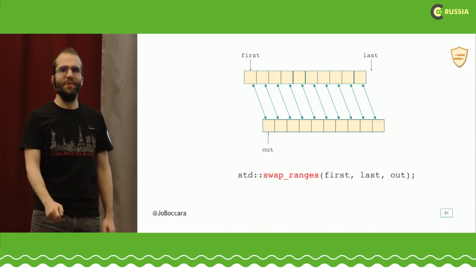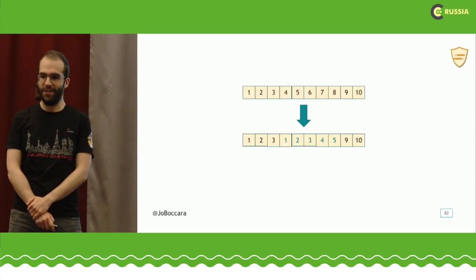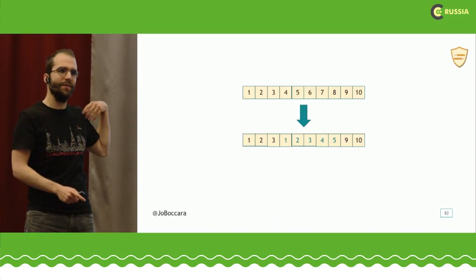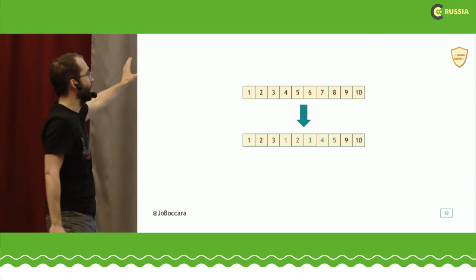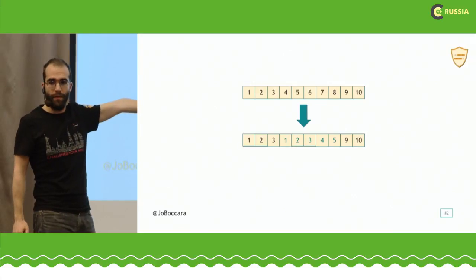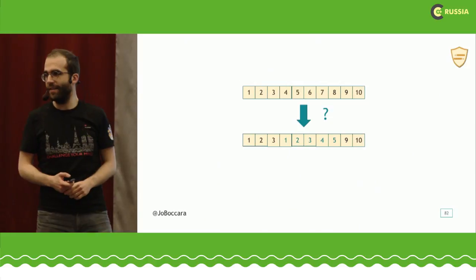Right, now let's make a little exercise. Imagine that we have the collection at the top, 1, 2, 3, all the way to 10. And we'd like to make it reach the state at the bottom, right? So to copy the elements from 1 to 5, 4 positions down. What algorithm would you use to do that?